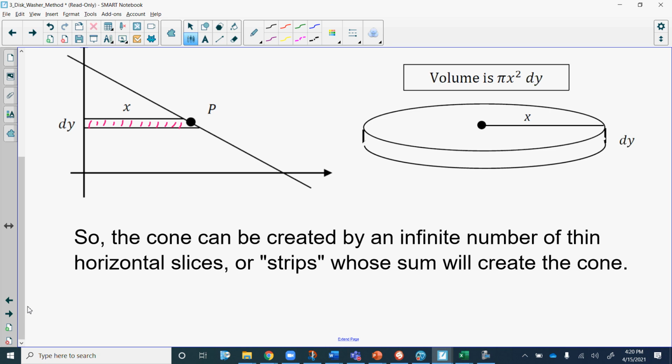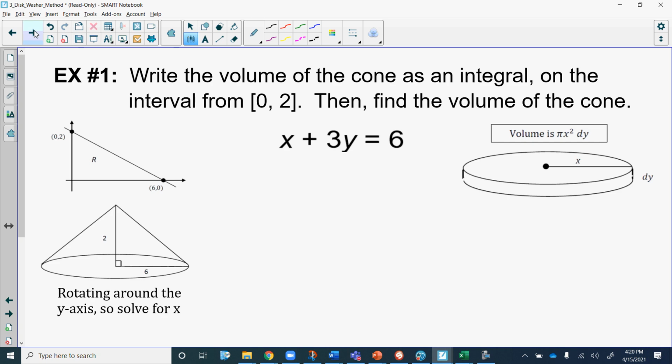And when we take the integration of the infinite number of rectangles contained in that region, circled around, using the volume formula, then we can get our same answer using integration. So here, this was the information that was given to you. Write the volume of the cone as an integral on the interval from 0 to 2.